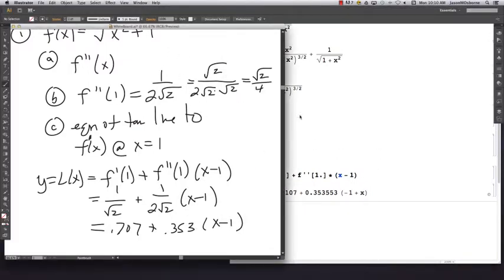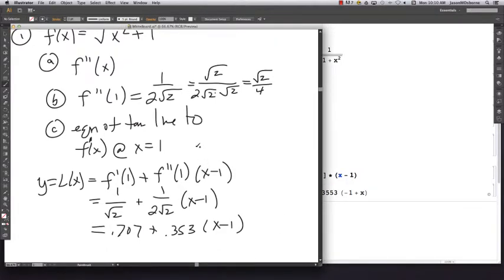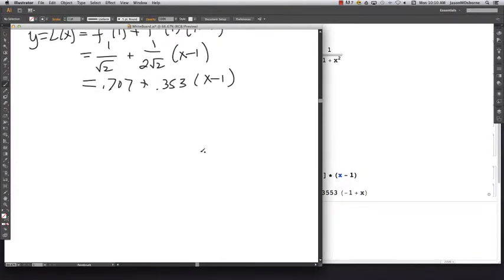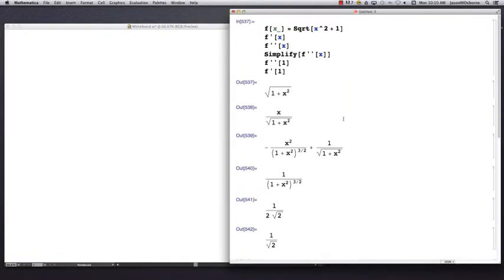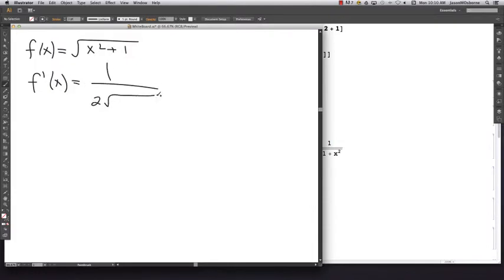Okay. The second problem, so there's the answer. Probably the only difficulty was f double prime of x, so let's do just a couple steps by hand to show where we got some of these answers. So remember that your function f of x was the square root of x squared plus 1. So f prime of x was 1 over 2 square root of x squared plus 1. That's the derivative of the square root of u function. And then you have to multiply by 2x, so you'll get x over the square root of x squared plus 1.